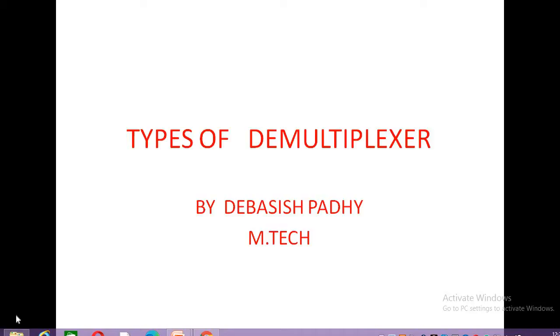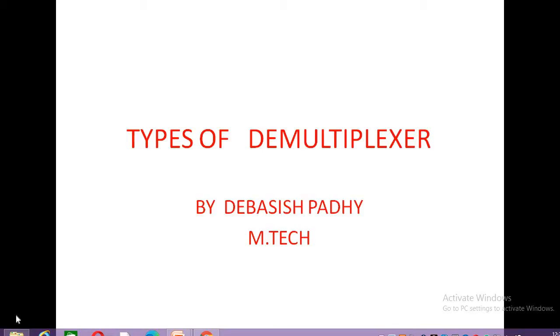So in the last class we have already discussed about the concept of demultiplexer. Demultiplexer is nothing but a single input line and many output lines are present, and which output line is selected at a time only depends upon the value of the selector lines.